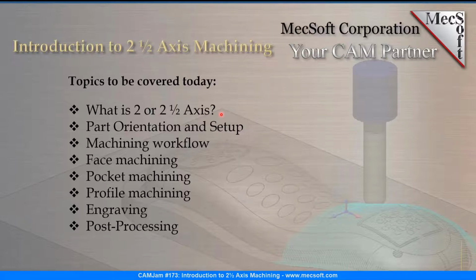And then we'll talk about how you actually do part orientation and setup and get ready for milling, the actual machining workflow, and then we'll go into the 4 machining methods that we are going to be showing today, which is face machining, pocket machining, profile machining, and then finally engraving. And then once we get all the machining done, we'll also be showing how to post-process the internal tool paths out to your favorite machine tool controller.